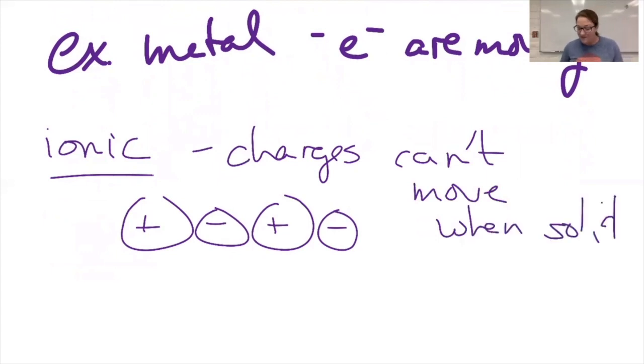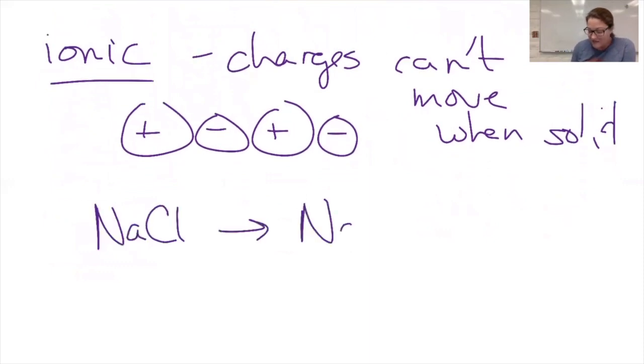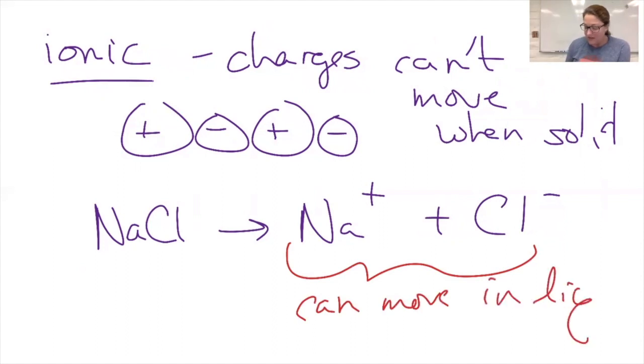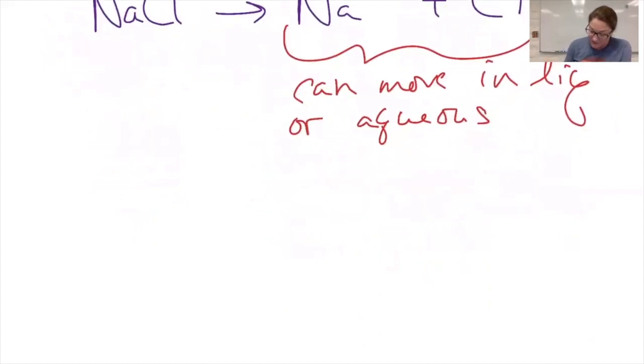However, if I dissolve this in water, we have something like solid NaCl breaking into positive sodium ions and negative chloride ions. And these ions can do the work of the conduction of electricity. And this will be true in either the liquid state, so like molten salt, or in the aqueous state, dissolved in water. And therefore, these things can conduct electricity in that situation.